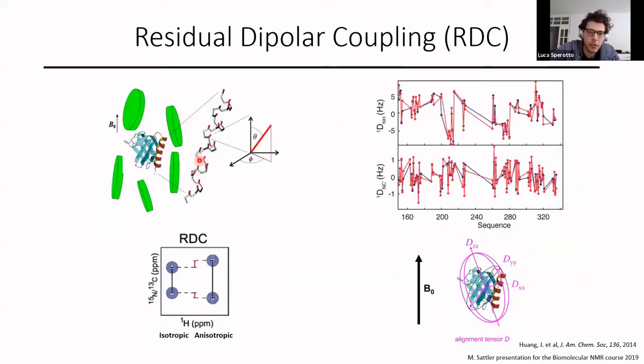Another type of experiment. This one is a bit more tricky. What you're doing is putting your protein in an anisotropic medium. In this case, the medium, the solution that you put your protein in, makes your protein prefer certain orientations over others. So your protein cannot rotate freely; there are some orientations that are preferred with respect to the others. And this effect can be detected from HSQC spectra.